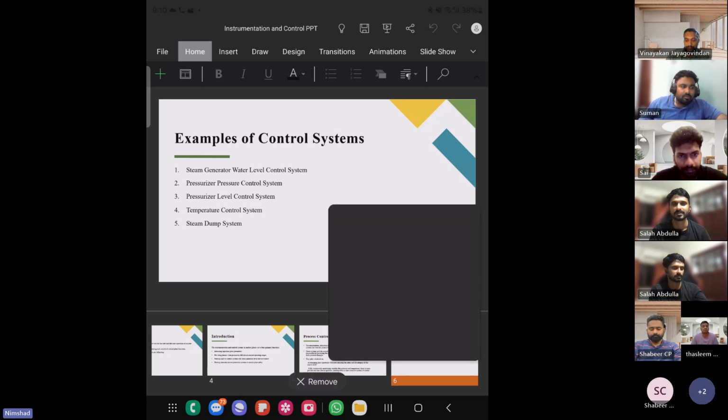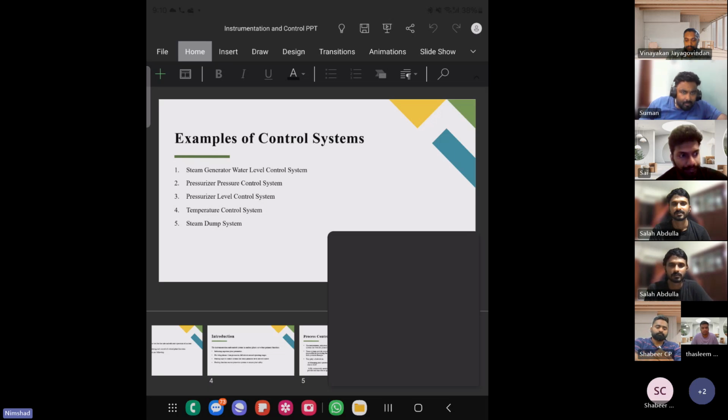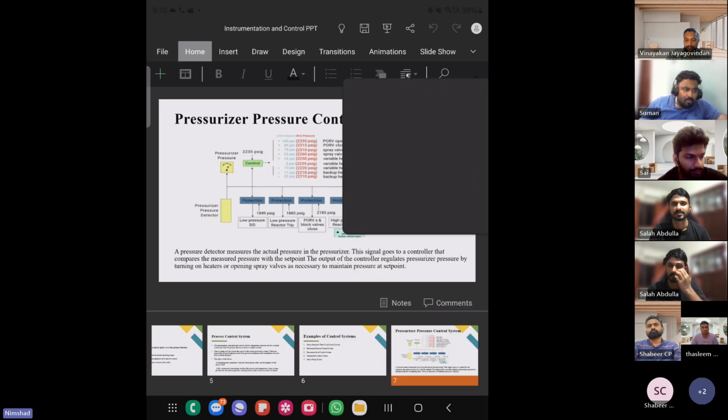There are mainly five control systems in a nuclear power plant: the steam generator water level control system, the pressurizer pressure control system, the pressurizer level control system, the temperature control system, and the steam dump system. We'll just go through one example, the pressurizer pressure control system.